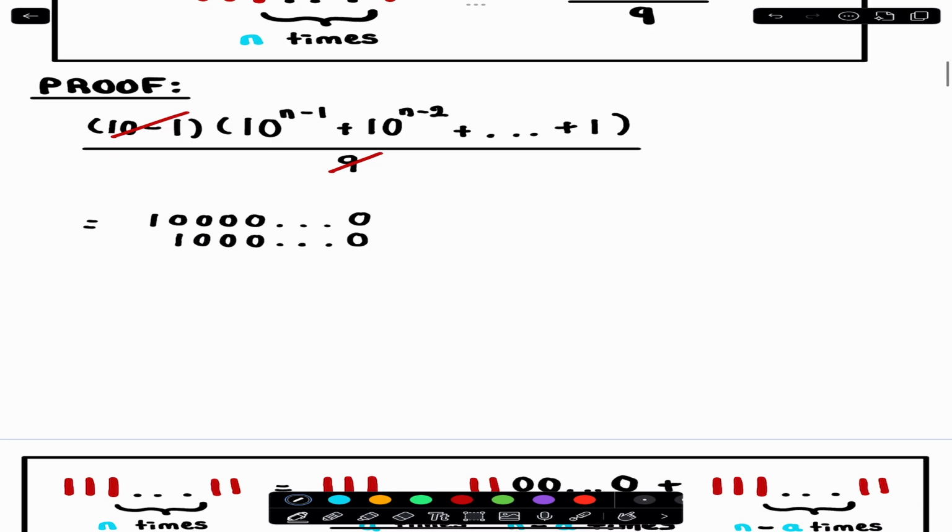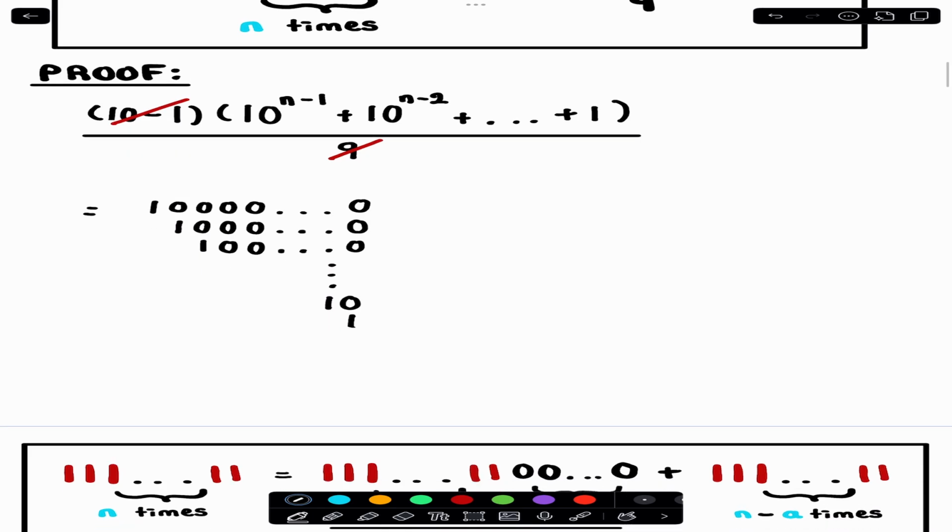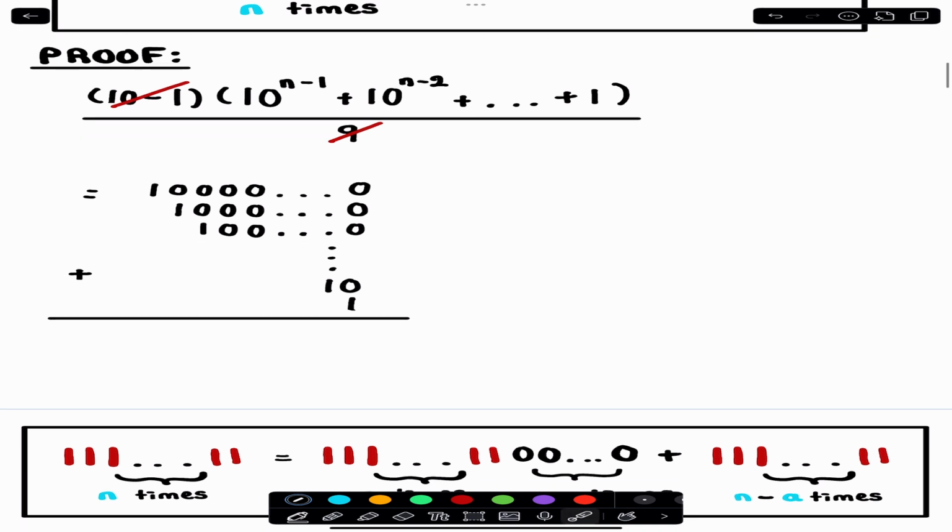Okay, as follows, and we keep doing that. 10 to the power of n minus 3. We will have n minus 3 zeros, and we keep going all the way until this final, well, there's a 10 to the power of 1, and then finally 10 to the power of 0, which is plus 1. And then when we add this all up, what we get, we just add them column-wise, okay?